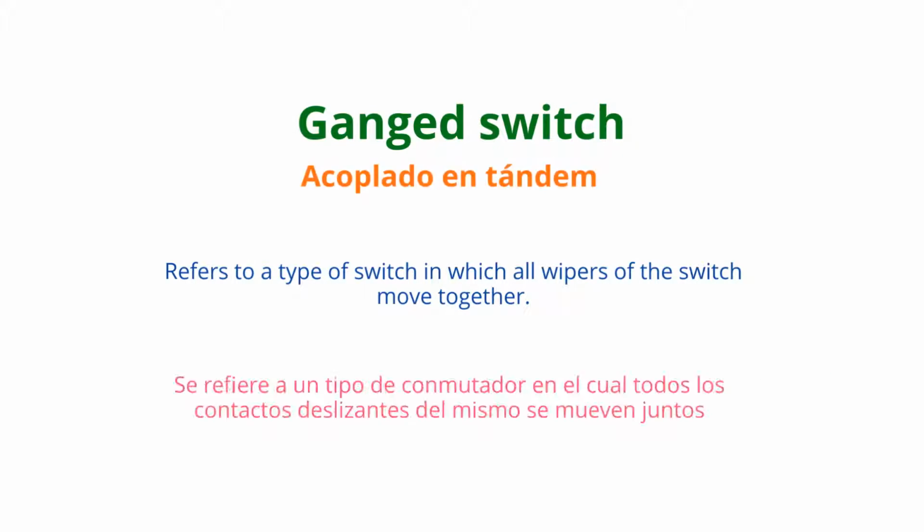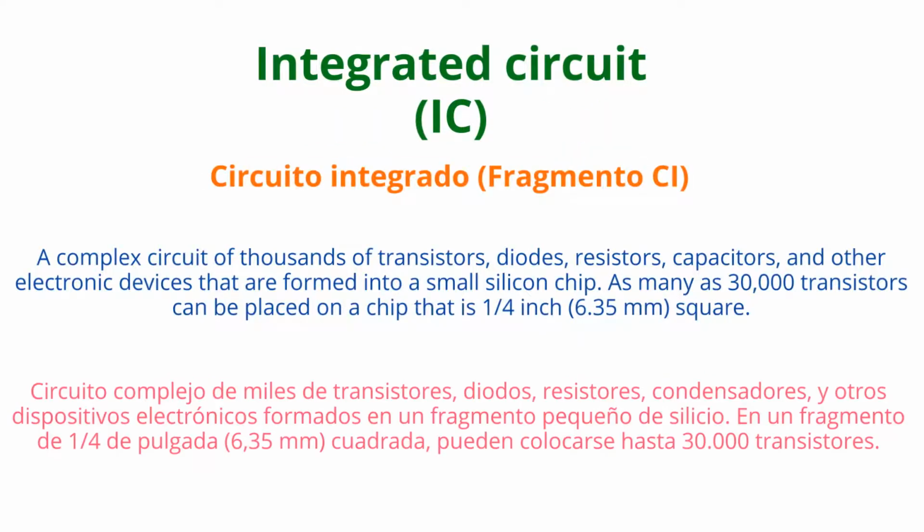Ganged switch. This refers to a type of switch in which all wipers of the switch move together. Integrated circuit, or IC. A complex circuit of thousands of transistors, diodes, resistors, capacitors, and other electronic devices that are formed into a small silicon chip. As many as 30,000 transistors can be placed onto a chip that is 1/4 of an inch or 6.35 millimeters square.